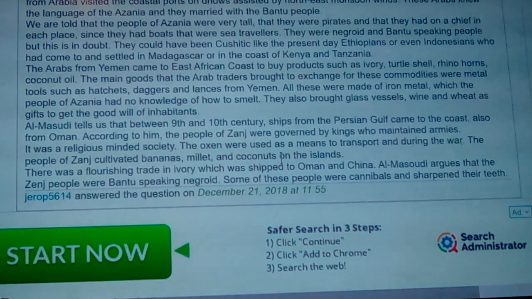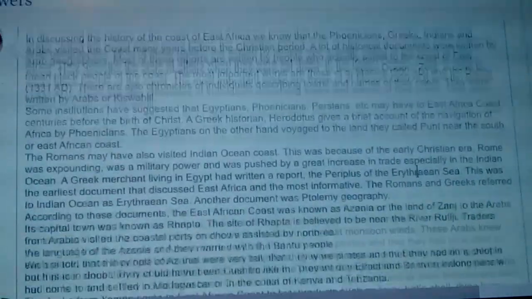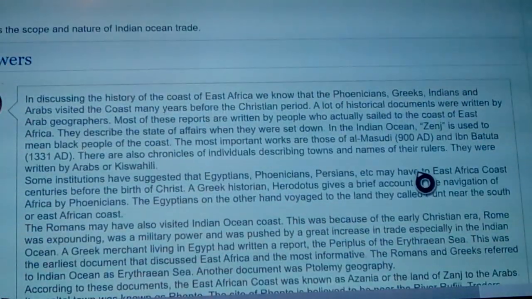And so she goes on to say there was a flourishing trade in ivory, which was shipped to Oman and China. And Al-Masudi argues that the Zanj people were Bantu-speaking Negroid. Some of these people were cannibals and sharpened their teeth. Well, he argues that they were Bantu-speaking Negroid. I don't believe so. I believe they were actually Afro-Asiatic. If they were Bantu, it would have been a weird thing, this one little pocket of Bantu, when the Bantu expansion shows to be much later in coming into this time. So anyhow, there's just a slight critique on it here, I guess.